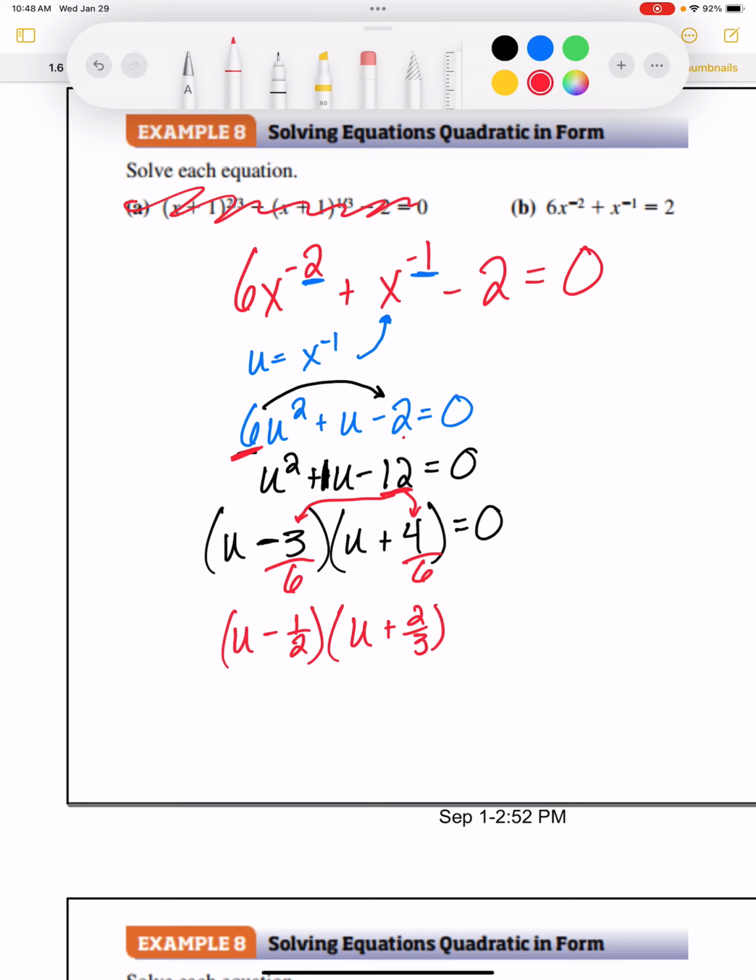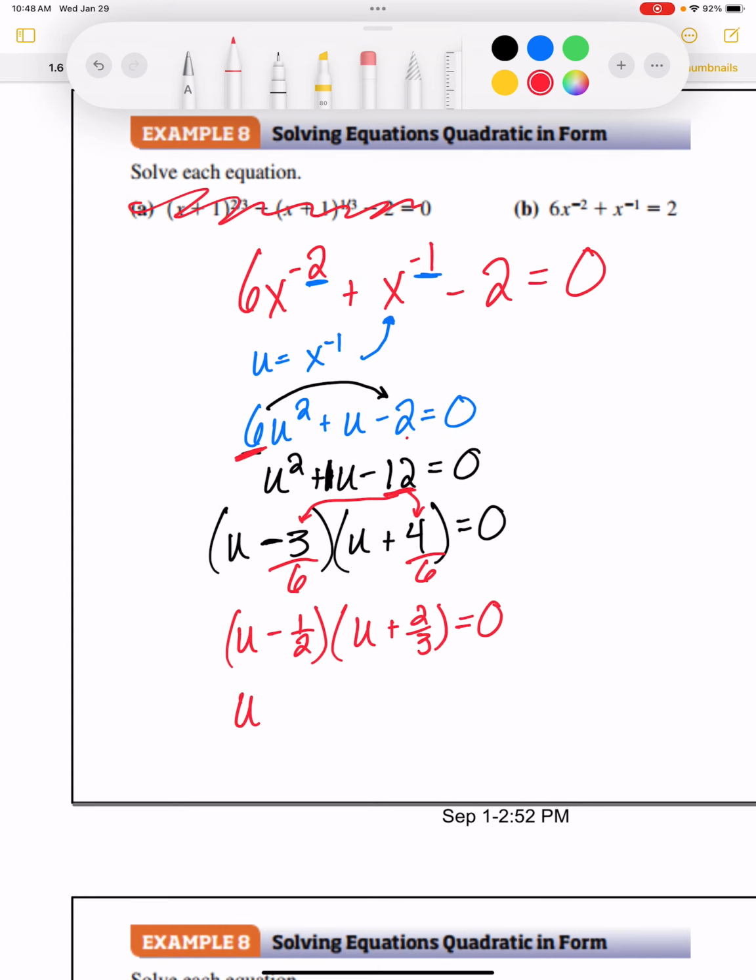I simplify, equals 0. Now, these are not factors. They look like factors, but they're not. But they will help me get the answer for u. So I say u minus 1/2 equals 0. We set it equal to 0, and then we solve. So u is equal to 1/2. And then u plus 2/3 is equal to 0, so then u is equal to negative 2/3.